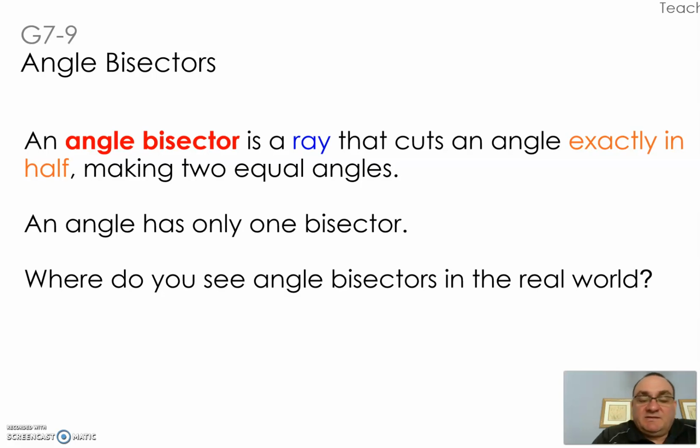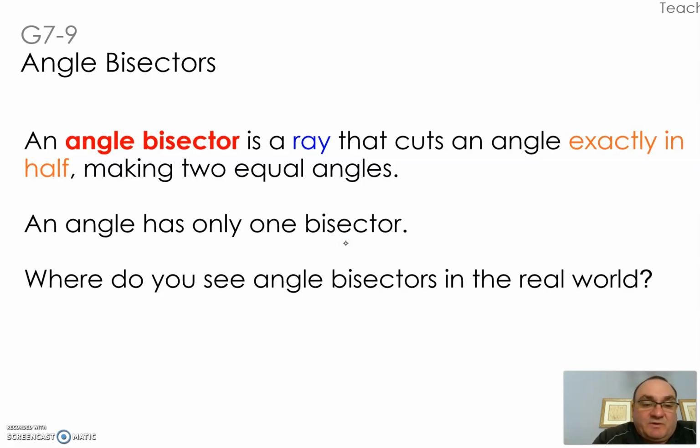Okay, Math Masters, today's quick lesson is on bisecting angles. You probably remember the word dissect in biology. It means to cut open, and the word bisect means to split in half. So we can split lines in half, or we can split angles in half. Each angle would have one bisector because we'd be splitting that angle in half.